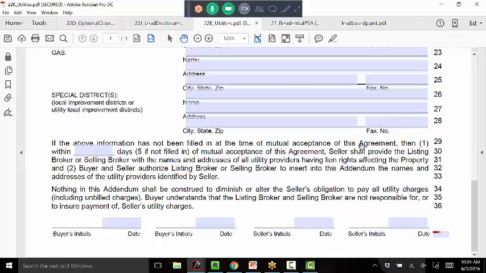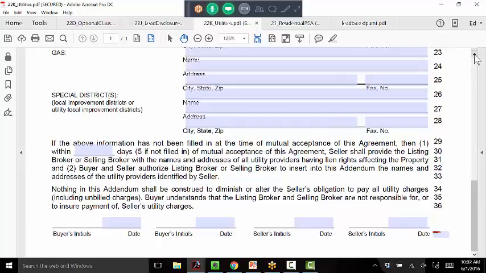Nothing in this addendum shall be construed to diminish or alter the seller's obligation to pay all utility charges, including unbilled charges. Why do you think that's in there? What did you just read? Nothing in this addendum shall be construed to diminish or alter the seller's obligation to pay all utility charges, including unbilled charges. That's a pretty powerful sentence. It's in there for a reason. Just because you put this in there, identifying the utilities, doesn't mean you stop paying your bills until closing.